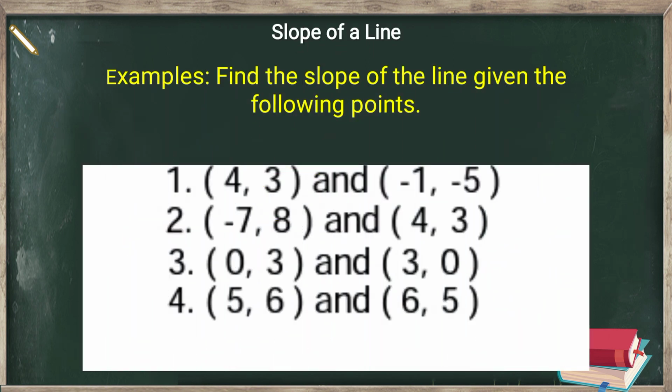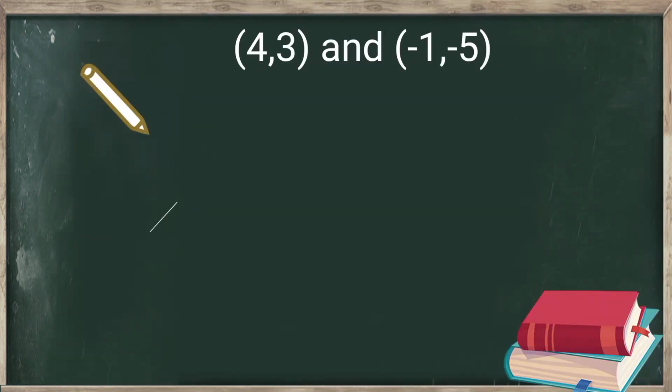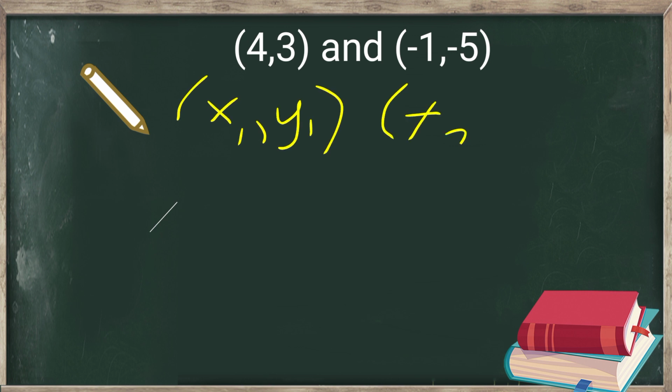So, let's have an example. We need to find the slope of the line given the following points. So, meron tayong 4. Simulan natin sa number 1. In number 1, we need to find the slope given 2 points, 4, 3, and negative 1, negative 5. Okay, so 4, 3 is the first point. So we can label it as x sub 1, y sub 1. And the second point will be negative 1 and negative 5. So we can write it as x sub 2, y sub 2.